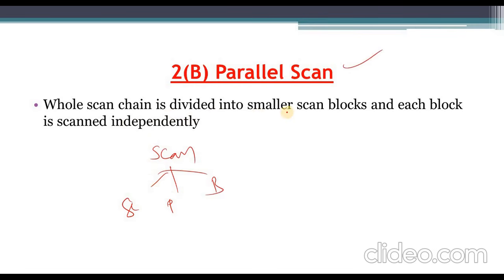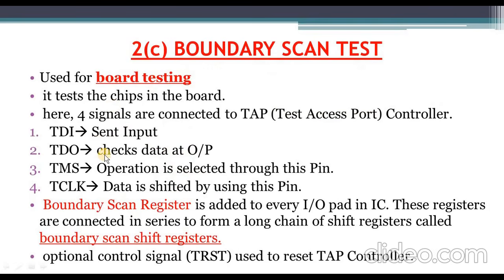Here the whole chain is divided into smaller scan blocks and each block is scanned independently. Okay, so the next one is the boundary scan test. It is useful for board testing. In order to test the boards, we are going to use the boundary scan test. It tests the chips present in the board.